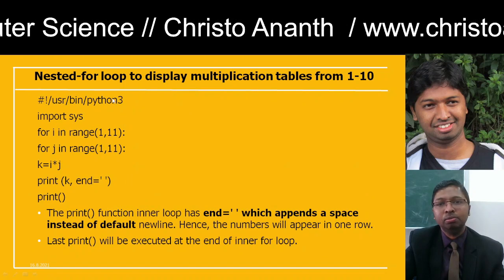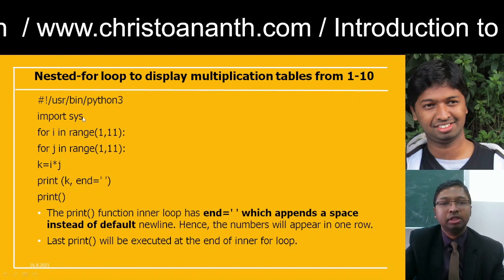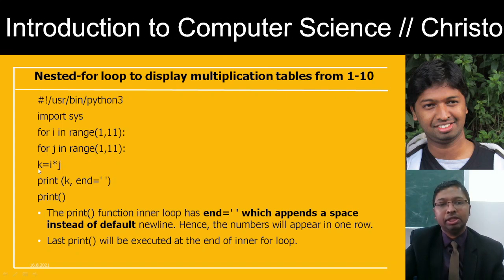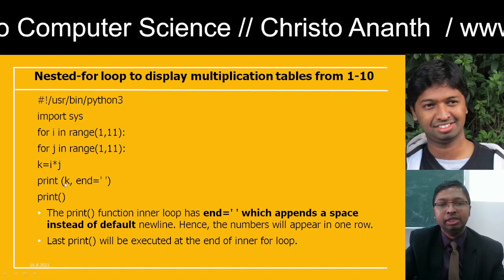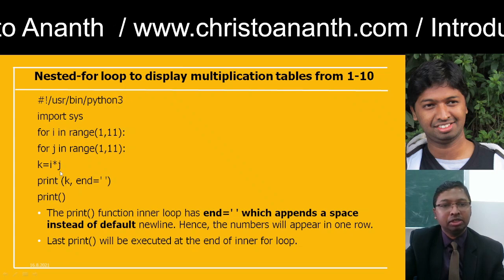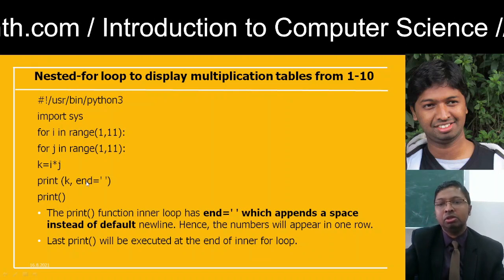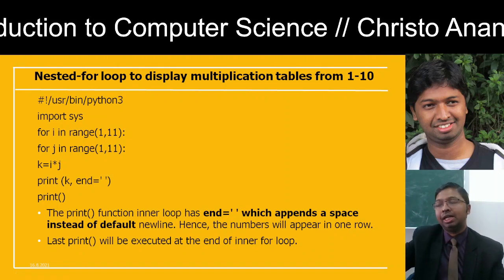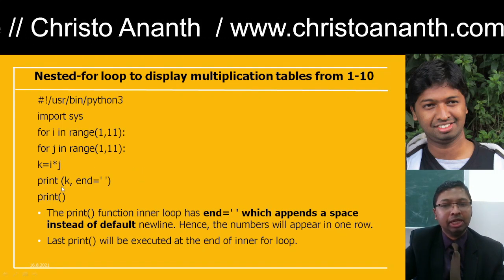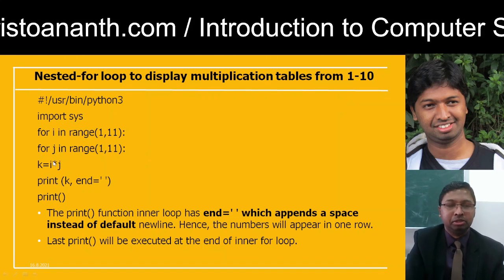This is a nested for loop to display the multiplication tables from 1 to 10. Here you have #!/usr/bin/python3, import sys, for i in range 1 to 11, for j in range 1 to 11. Then k equals i multiplied by j, then print k with end. This end will append a space instead of the default new line, so numbers appear in one row rather than as separate lines. The print function will be executed at the end of the inner for loop, after the inner for loop has been executed.